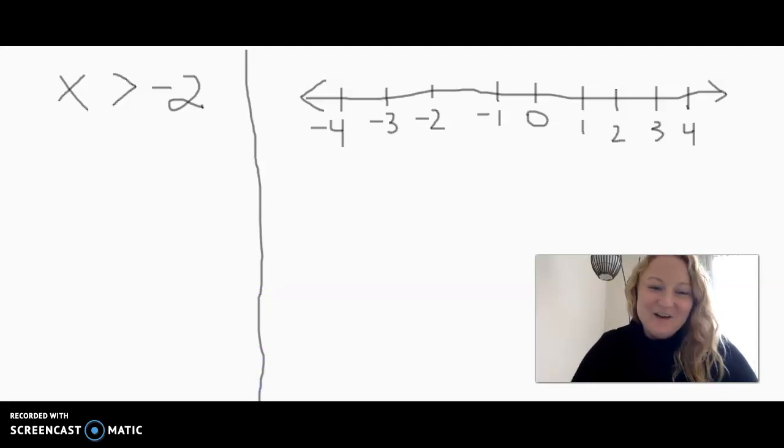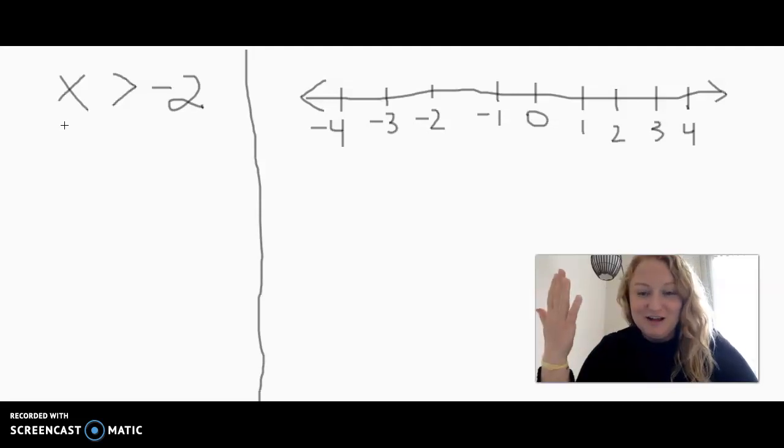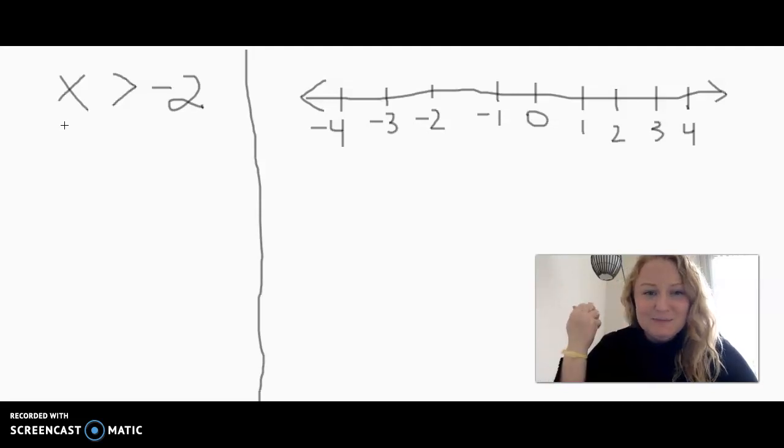I know my handwriting is not as nice as it usually is on our whiteboard at school, but stick with me. Over here on the left-hand side, we have our inequality, and we read that x is greater than -2. I want you to think in your head right now, what are some possibilities for x? It just has to be bigger than -2. So look over here at your number line.